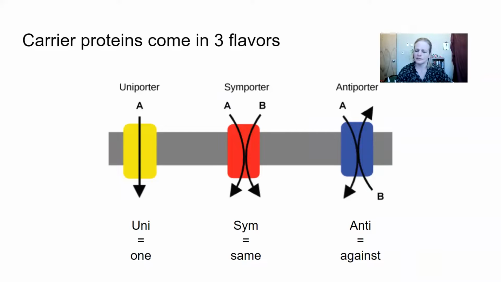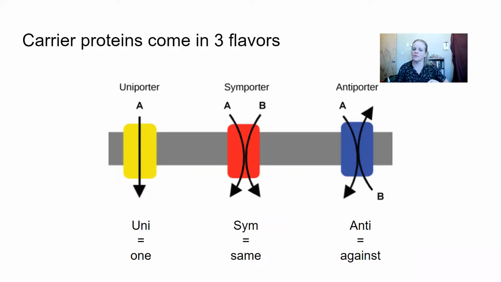And then we talked a little bit about carrier proteins before, but these can also be used in active transport and passive transport, so don't get that confused. But it comes in three different flavors, where we can have a uniporter, where there's just one channel that is bringing stuff into the cell or out of the cell, but it's doing one molecule at a time, and it's going in one direction.